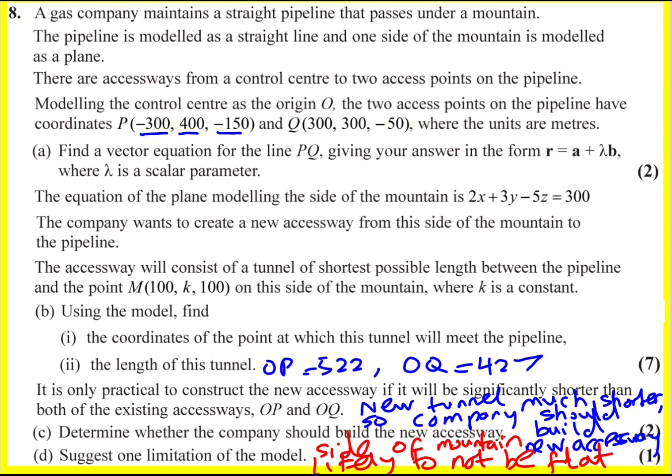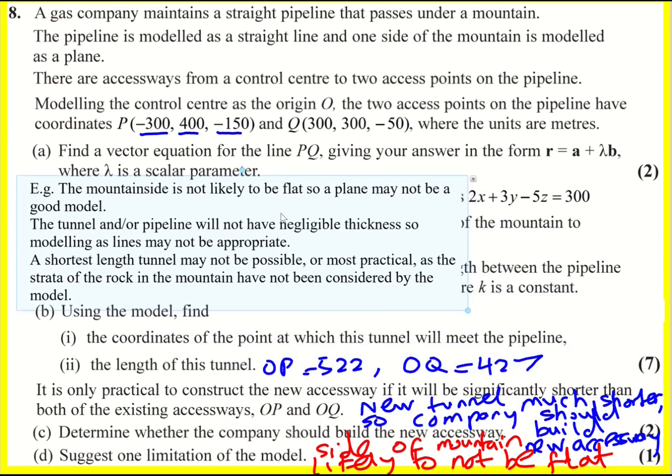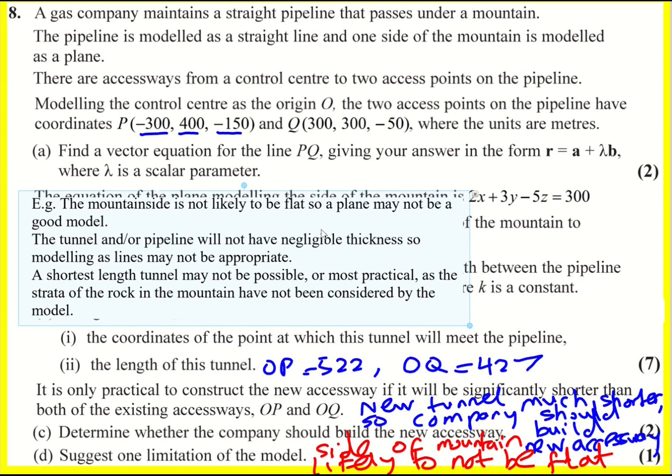Some other things you could say: that the tunnel and/or pipeline will not have negligible thickness, which is what we assume, so modeling as lines may not be appropriate, and the shortest length tunnel may not be possible or most practical as the strata of the rock in the mountain have not been considered by the model. Those are kind of next level ideas here. I'd say this is just a good one to go with, but it's good to think about multiple options, so that's why I've put them up here. Okay, very well done with this question.